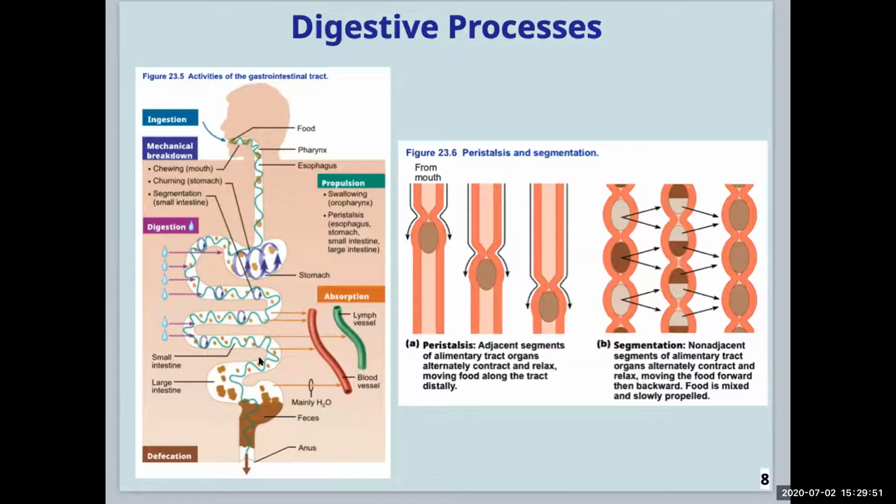Finally, whatever is remaining in the lumen of your digestive tract passes through the large intestine. Water is reabsorbed through the large intestine, and whatever remains continues and then comes out as feces, and that process is known as defecation. Defecation is just pooping essentially. It's the elimination of indigestible substances via the anus in the form of feces.